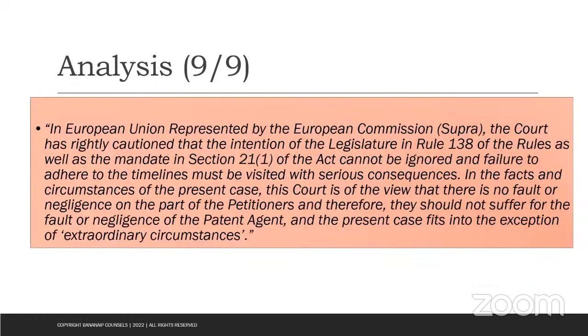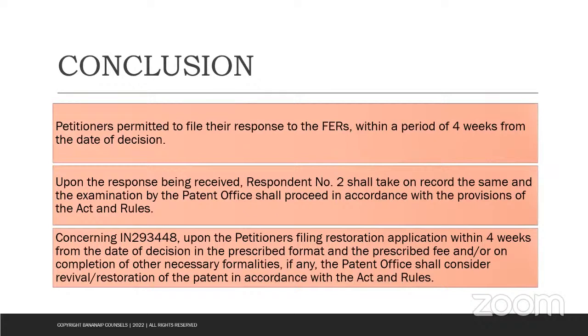So based on this analysis, the court decides in favor of the petitioners, and for the applications for which the FER reply was not filed within the stipulated time, the court orders the applications to be restored to their original positions, and the petitioners have been allowed to file the response within a period of 4 weeks from the date of the decision.